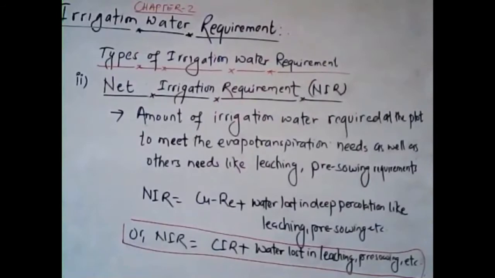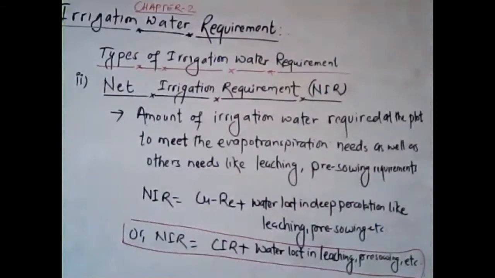And it is the amount of irrigation water required at the field for meeting the evapotranspiration need, and along with that it also meets the needs like leaching, pre-sowing requirement, etc. So what is leaching and pre-sowing requirement? We need to know that.